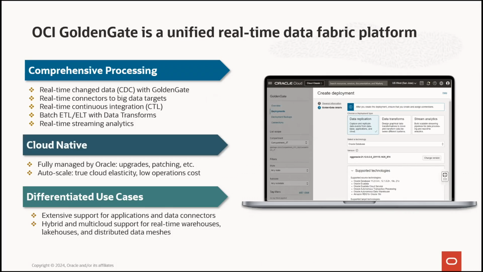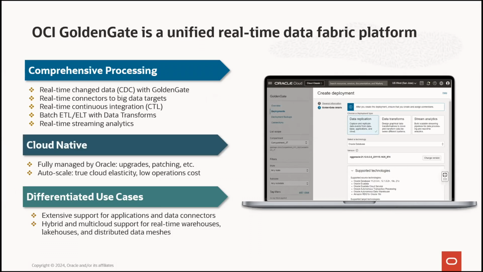So with the data replication deployments that are powered by Golden Gate, you can extract data in real time from relational and non-relational systems, and then push the data or replicate the data as quickly as possible into downstream targets, which can obviously be other OCI targets, but can also be non-OCI targets, big data targets, and cloud data warehouses like Snowflake, as we'll see today.